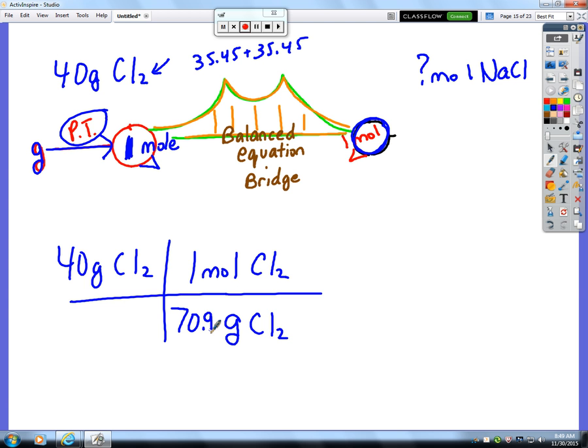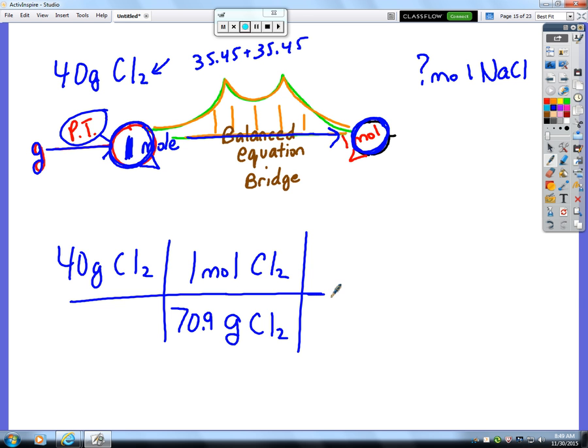Now, where are you physically? You're physically in the mole hole. You do not want to be in the mole hole of chlorine. You want to go to the mole hole of sodium chloride. How do you get there? Oh, you say, cross the balanced equation bridge.